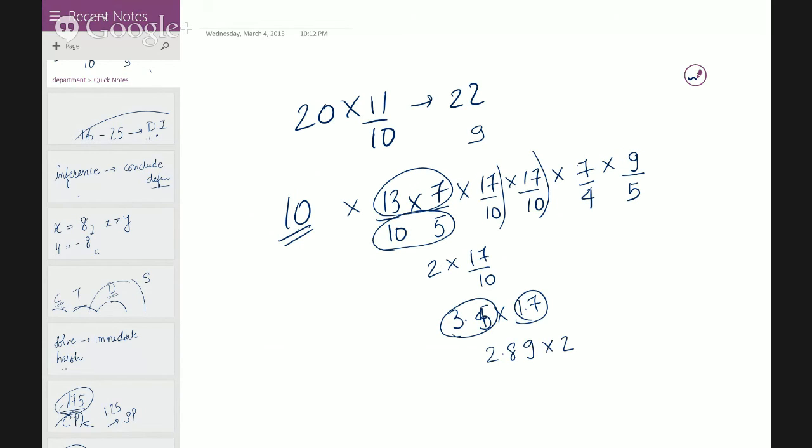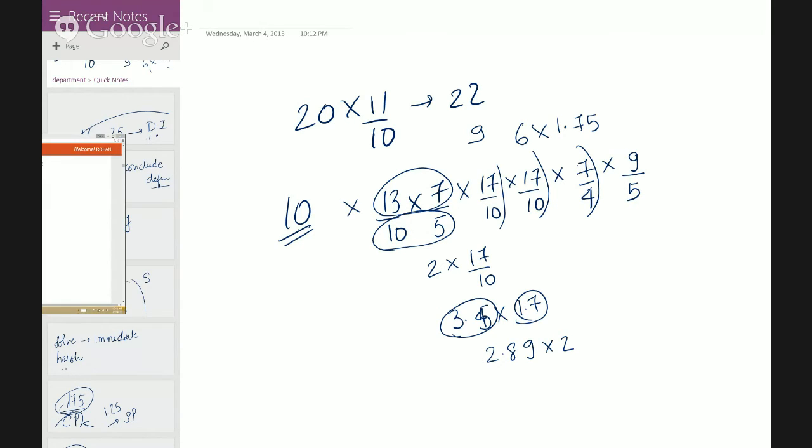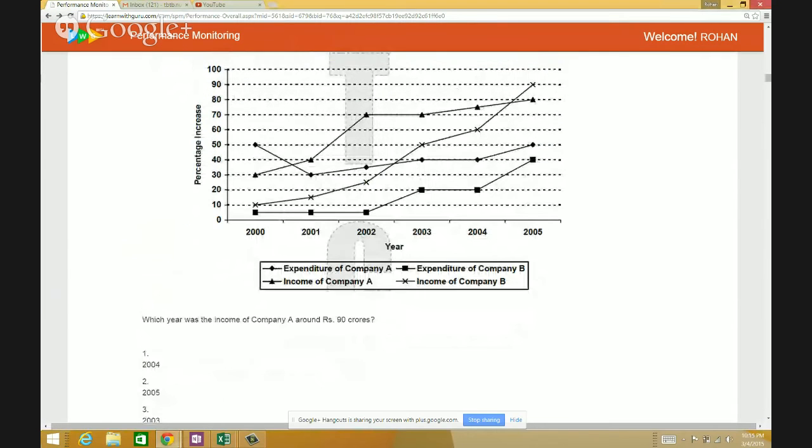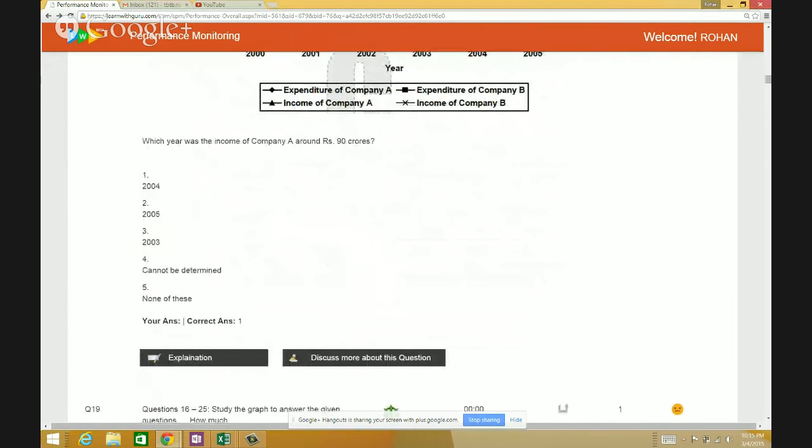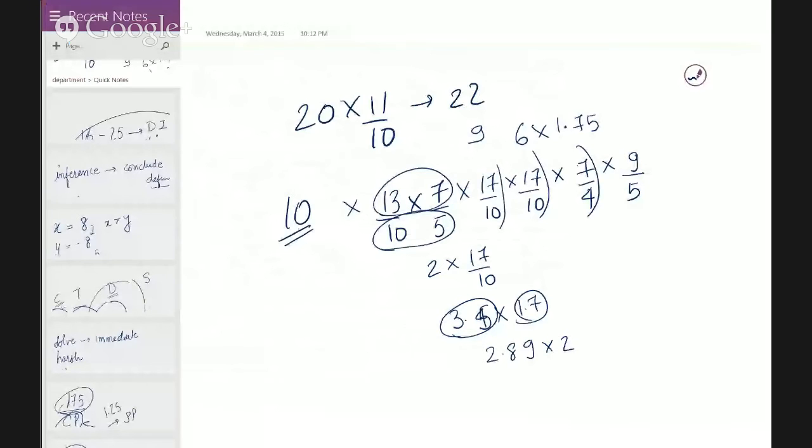So 6 is going to be here, and then the 7 by 4, which is 1.75. 6 into 1.5 is going to be 9. So approximately it is the year where the rise is 75%. So the answer will be 2004, where it goes 75%. All right, this is how you calculate in DI. You don't literally go to 90. You just go 13 by 10 and 7 by 5, and this is 90.